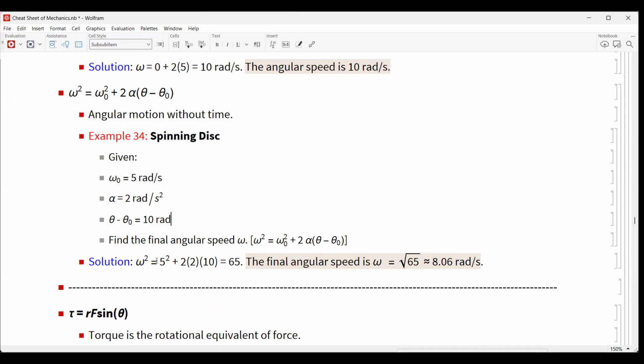So we substitute here. This is the initial angular speed, 5 radians per second. So the 2 here is equal to 2. Then we have the angular acceleration, 2 radians per second squared, and the change in angular displacement is equal to 10 radians. So this is equal to 65. So the final angular speed is the square root of 65, which is approximately equal to 8.06 radians per second.